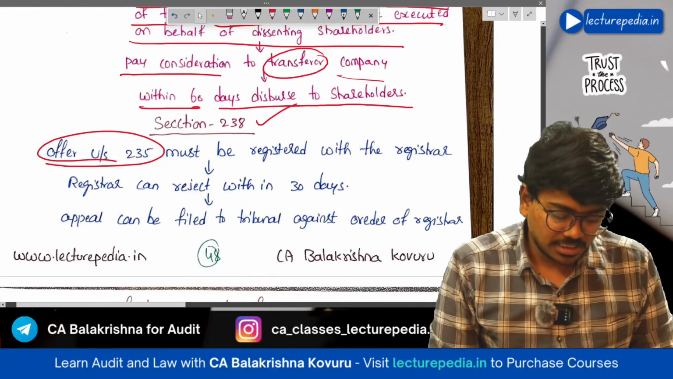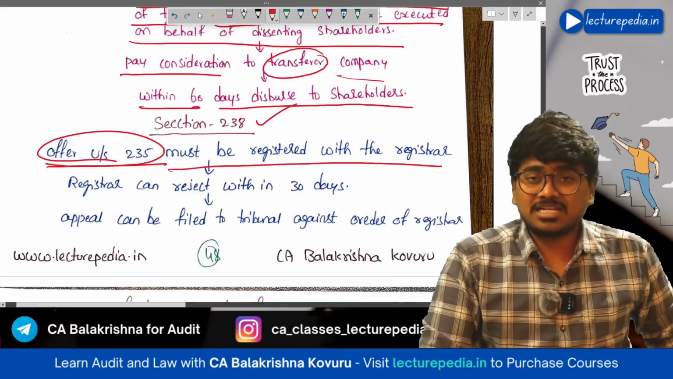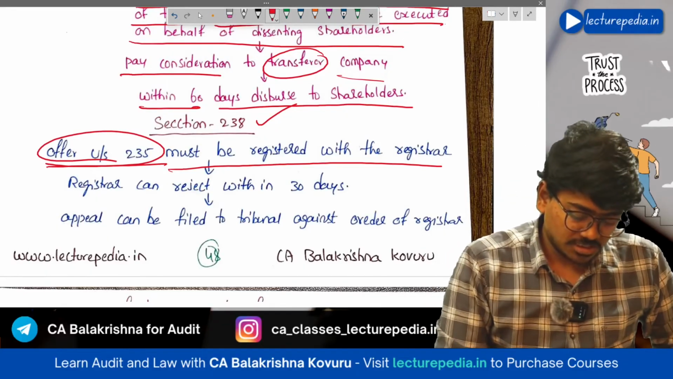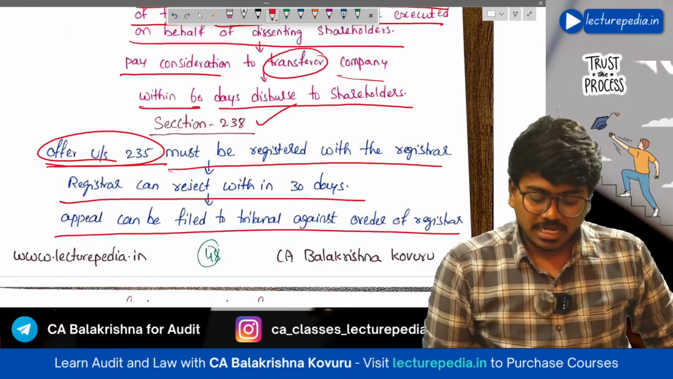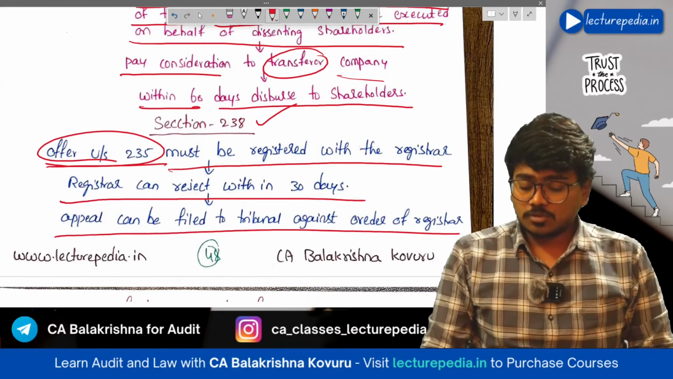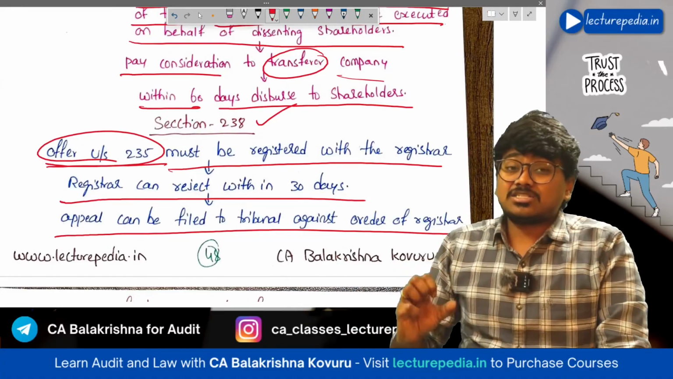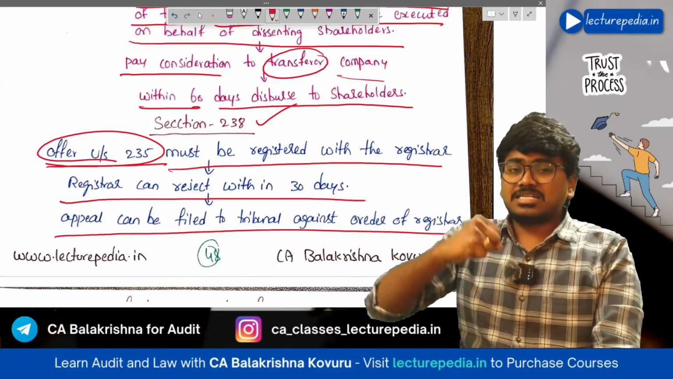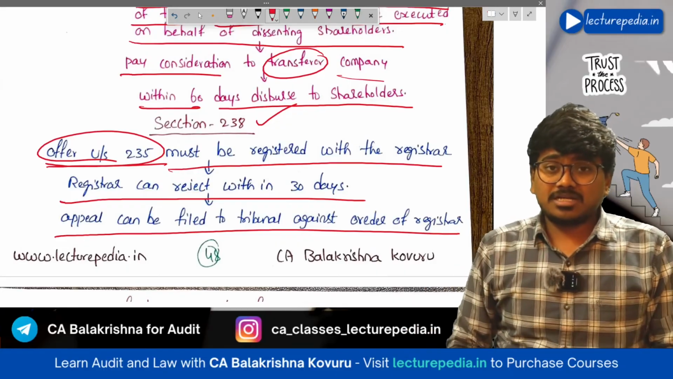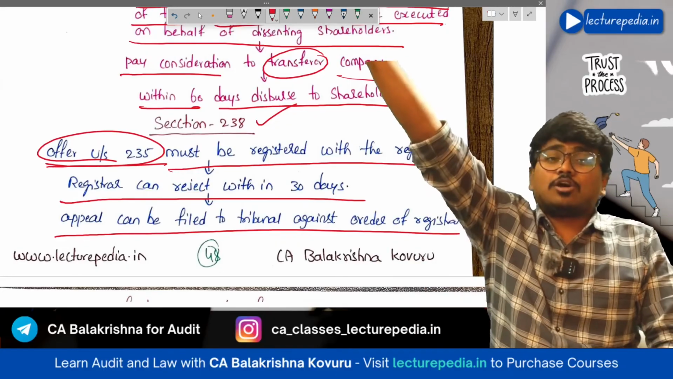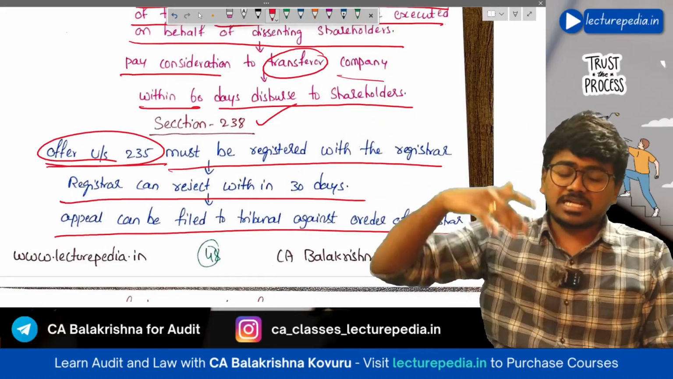As per section 238, an offer under section 235 must be registered with the registrar, that is, the registrar of companies (ROC). The registrar can reject it within 30 days. An appeal can be filed to the tribunal against the order of the registrar. Once you file this offer document with the registrar, the registrar has a right to reject it. If the registrar rejects this offer document, then you cannot give that offer document to the shareholders of the transferee company.